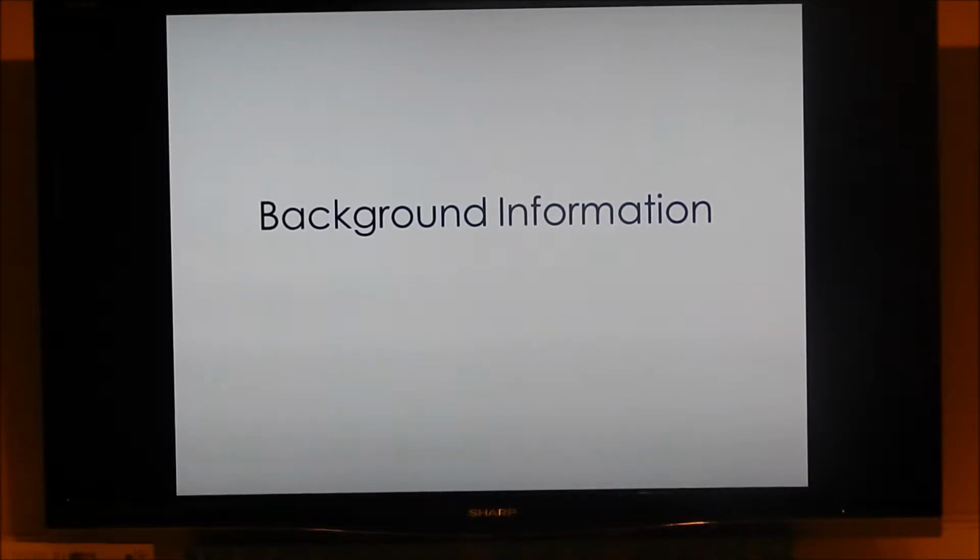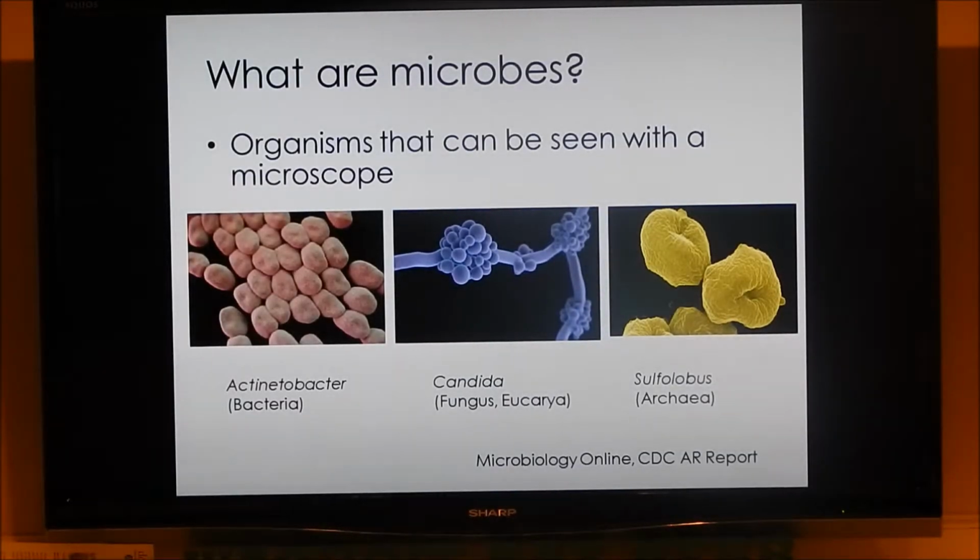Okay, so now that you know a little bit about me, we're going to talk about background information related to the project. So, what are microbes? Has anybody heard the word microbes before? Okay, so pretty familiar with it, but this is the definition that we're going to use for today. So, organisms that can be seen with a microscope.